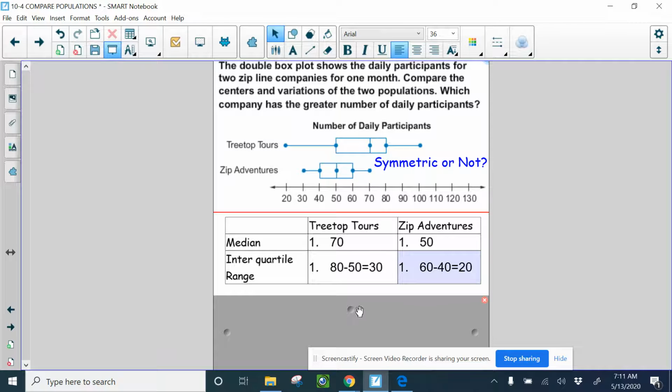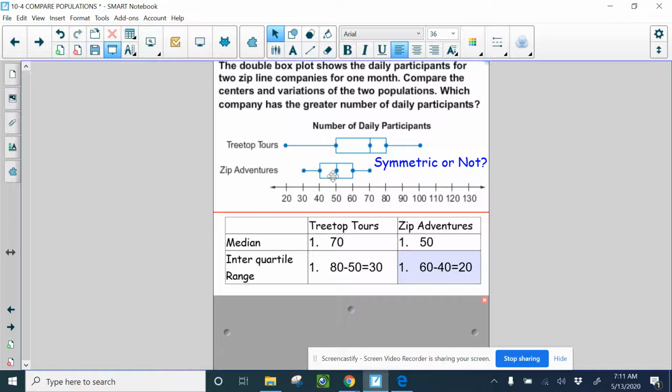Some comparisons you can make when you look at these: I hope you could tell that Treetop Tours looks like they have a greater number of daily participants. However, they have a bigger range because their minimum and maximum are way bigger, and the range of their whole data is larger. They are much less consistent with how many people they get.